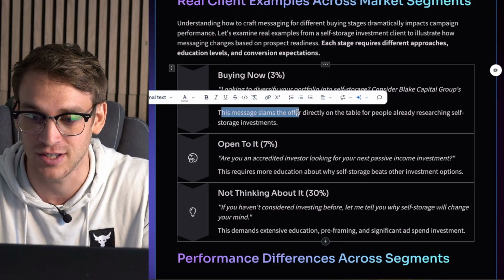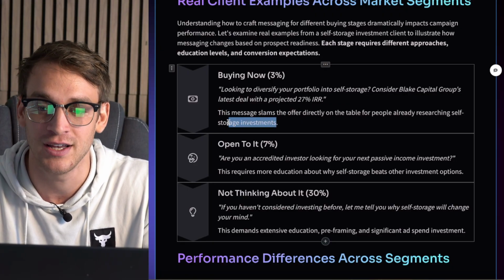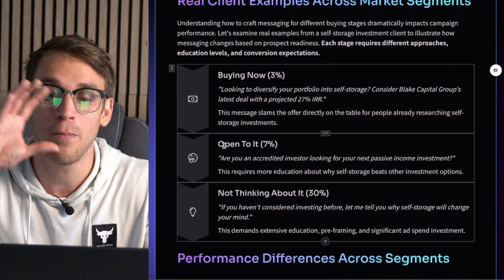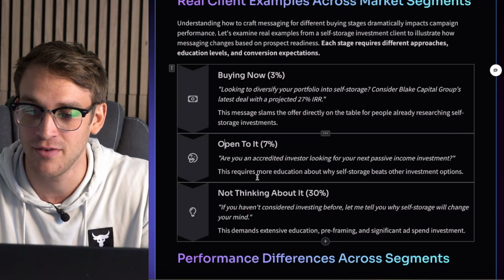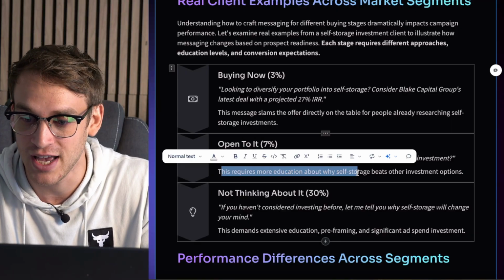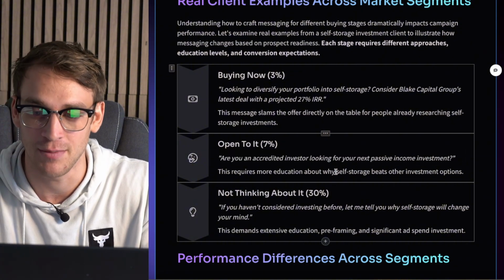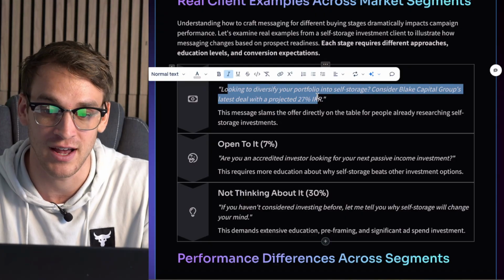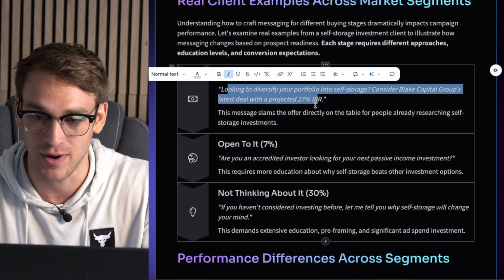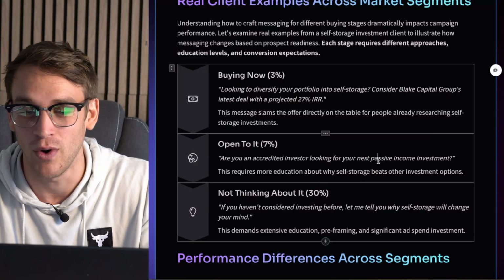This messaging slams the offer directly on the table for people who are already researching self-storage investments. Then the open to it demographic is, are you an accredited investor looking for your next passive income investment, right? This requires more education about why self-storage in the body of the ad beats other investment options. This is like, hey, you're literally looking for this. We have a 27% IRR. That's our offer. It's a great deal. Check us out. This one is like, are you looking to invest in something? Well, we have this for you.